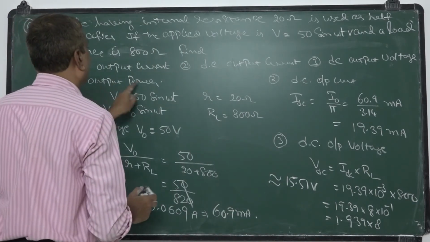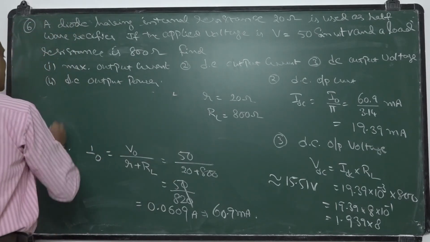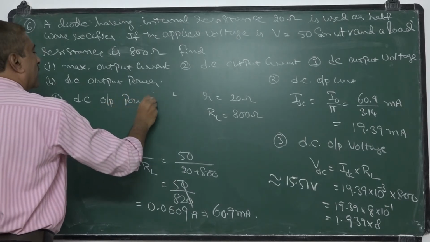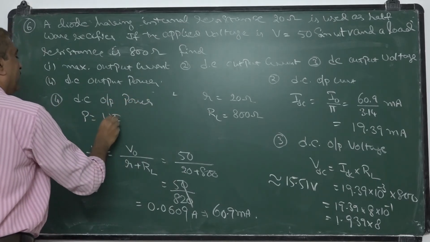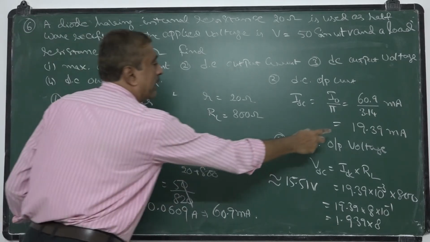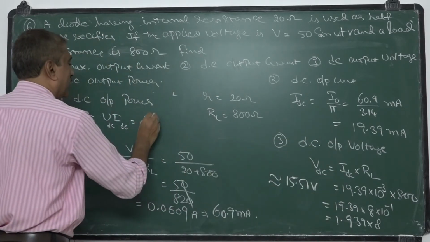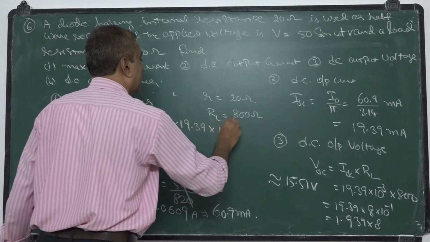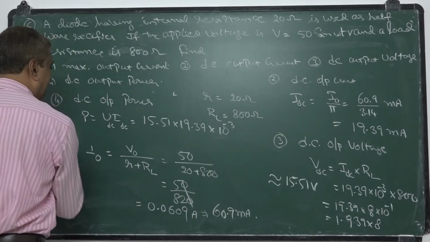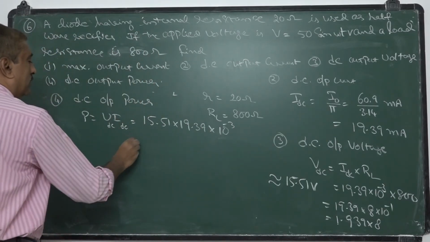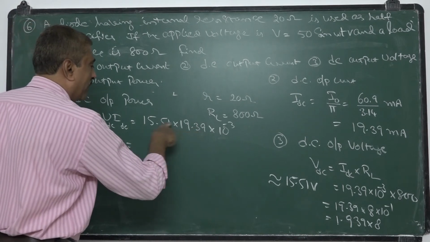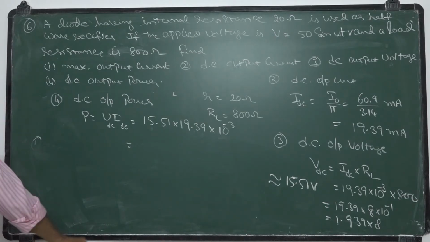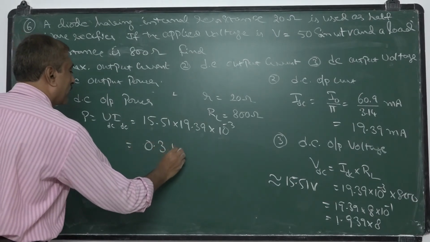Now the fourth one, DC output power. Power is equal to VI, that is VDC into IDC, that is 15.51 into 19.39 into 10 to the power minus 3, since it is milliampere. If you consider it approximately as 300 into 10 power minus 3, you will get approximately 0.3 watt.